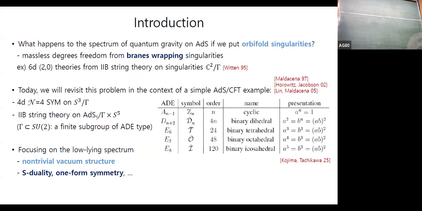So our question is simple. What happens to the spectrum of quantum gravity on AdS if we put orbifold singularities? In yesterday's and also in the first lecture, we saw that there are many interesting degrees of freedom in quantum gravity: black holes, gravitons, and so on. And I want to add another interesting set of degrees of freedom by putting an orbifold singularity on the space-time.